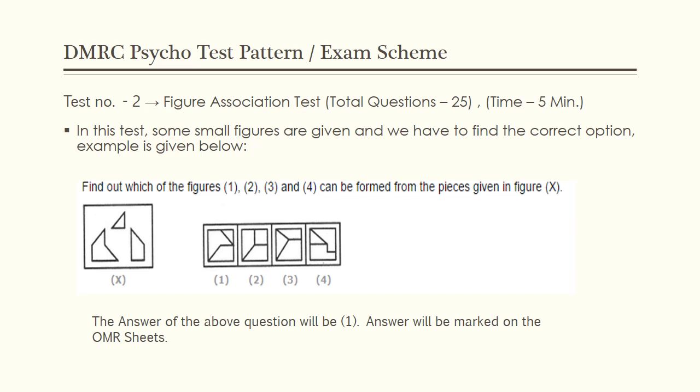If you move these figures in some pattern, you will find the answer, that will be 1. For these answers they will give you the OMR sheet, and you have to fill the answer in the OMR. The total number of questions is 25, and the time limit for this section is 5 minutes. So you have to keep going as fast as you can.